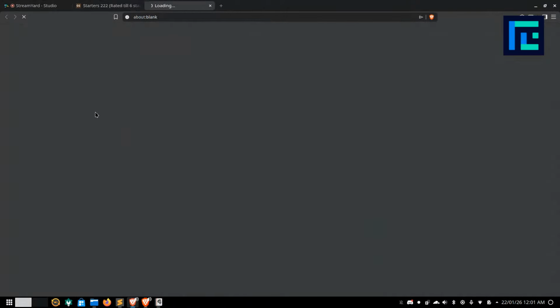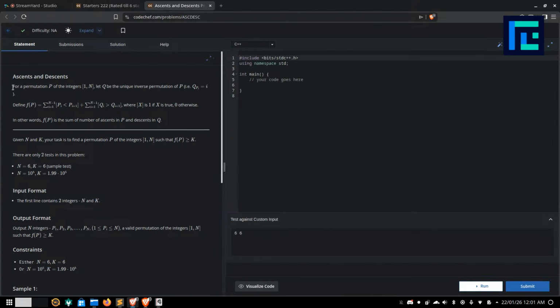The next problem is Ascents and Descents. For a permutation P of the integers 1 to n, let Q be the unique inverse permutation of P, that is, Q of Pi equals i. Define f of P as the summation for i from 1 to n minus 1 of [Pi less than Pi plus 1], plus the summation for i from 1 to n minus 1 of [Qi greater than Qi plus 1], where [x] is 1 if x is true and 0 otherwise. In other words, f of P is the sum of the number of ascents in P and descents in Q. Given n and k, your task is to find a permutation P of the integers 1 to n such that f of P is greater than or equal to k.